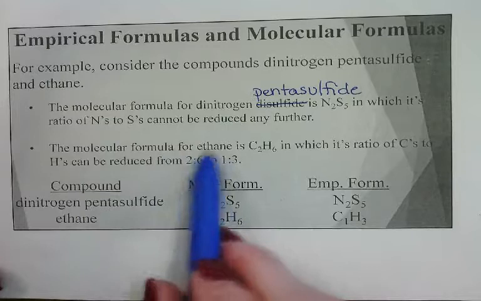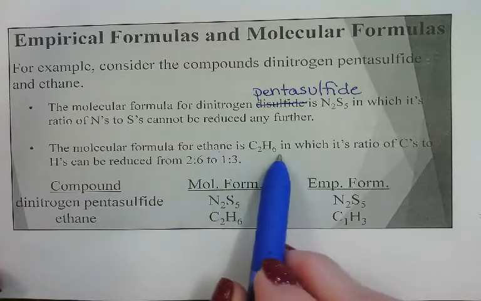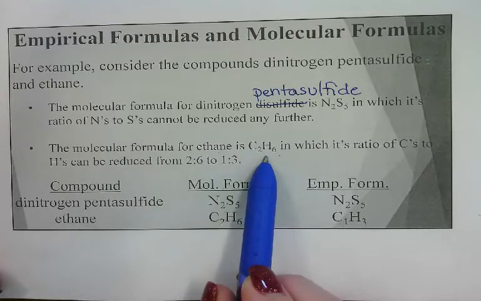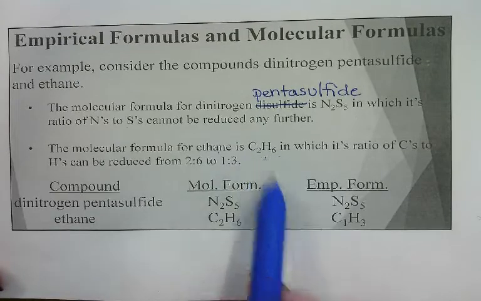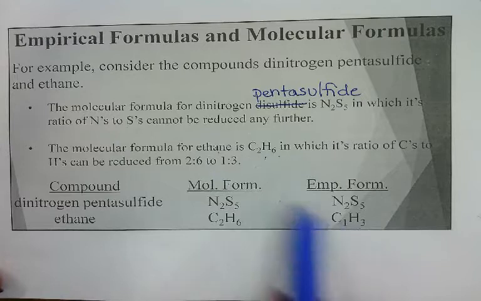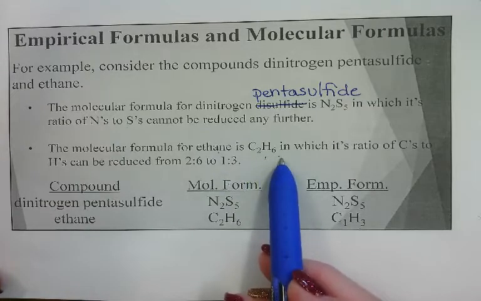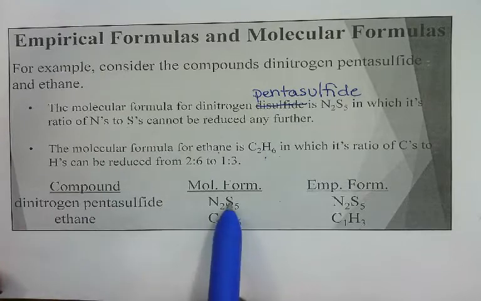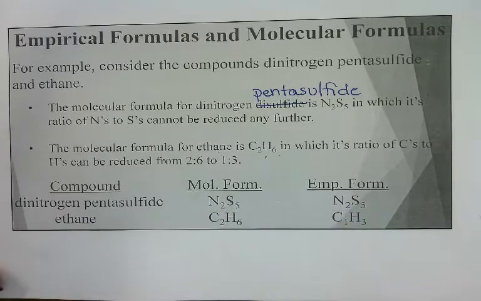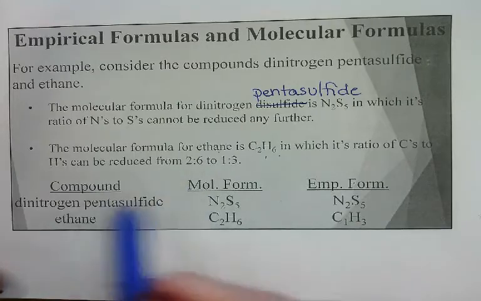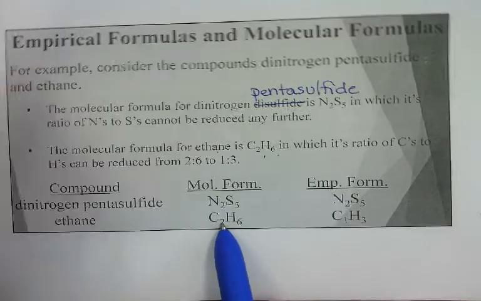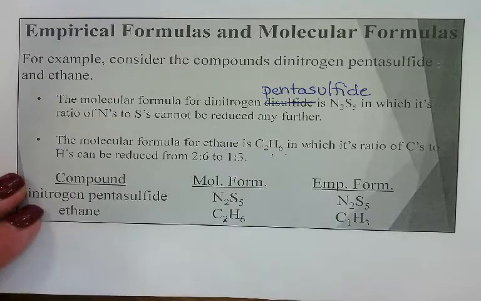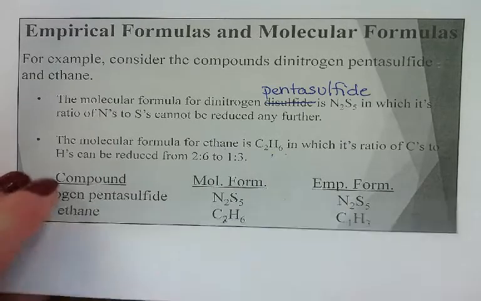The molecular formula for ethane is C2H6. Okay, that's the molecular formula. So the empirical formula for ethane would be C1H3. You just reduce those. They can both be divided by 2. So for dinitrogen pentasulfide, molecular and empirical formulas are the same because they can't be reduced. For ethane, the molecular formula is the actual true correct formula, but it has an empirical formula of CH3.